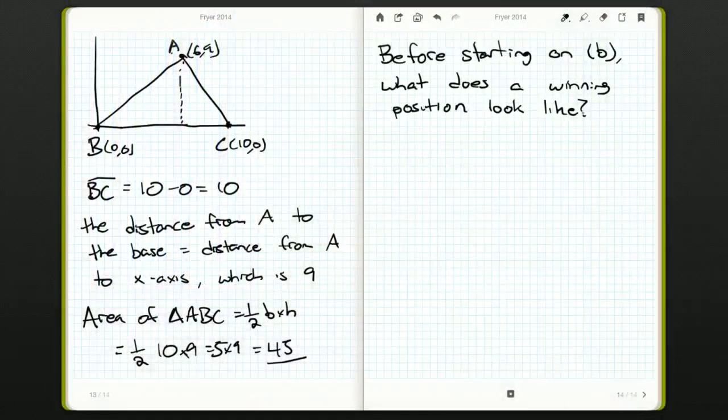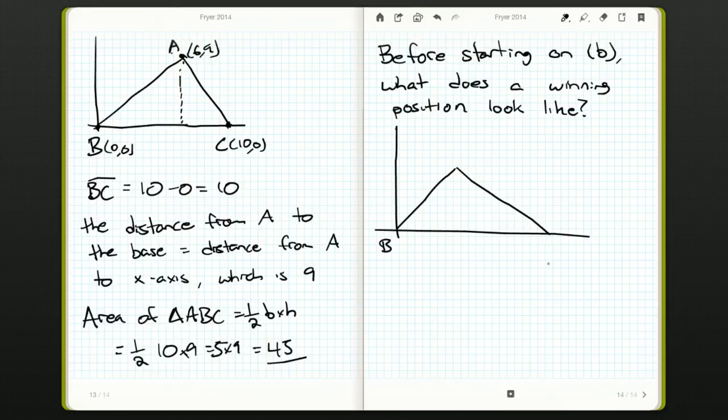Okay. So a winning position is when triangle ABC has an area of 25. Now the base BC does not change. We'll say A is at (x, y). And you can probably see that the x-coordinate of A doesn't really matter. It's all about that y-coordinate.